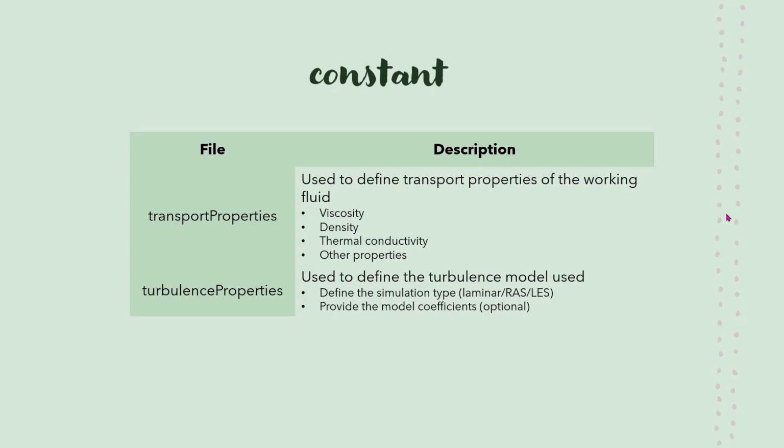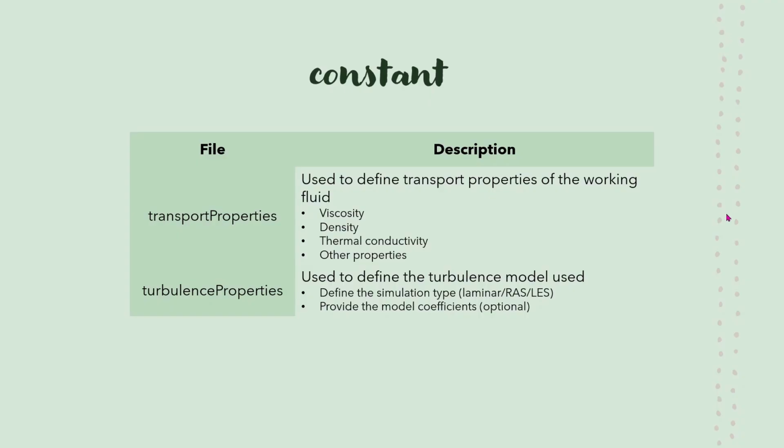Next, we have the constant folder. The constant folder is going to contain, for our purposes, only these two files, the transport properties as well as the turbulence properties. Transport properties is useful to define the transport properties of the working fluid. This includes how your viscosity is changing, how your density is going to be calculated. If it is heat transfer, then what's your thermal conductivity, certain other parameters such as your heat of formation, your specific heat, your Prandtl number, so on and so forth, wherever applicable.